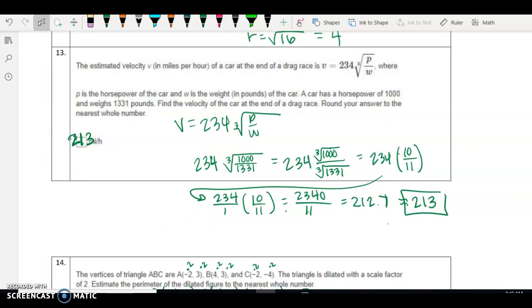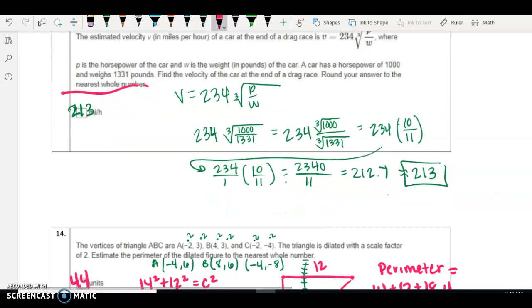All right, number 13. So they gave us that equation, b equals 234 times the cubed root of p over w. P was 1,000, w is 1,331. So then we take the cubed root of both of those numbers under the cube root, and we get 10 and 11. So we have 234 times 10, and then we take that divided by 11, and it says to round your number to the nearest whole number, and so our answer is 213.